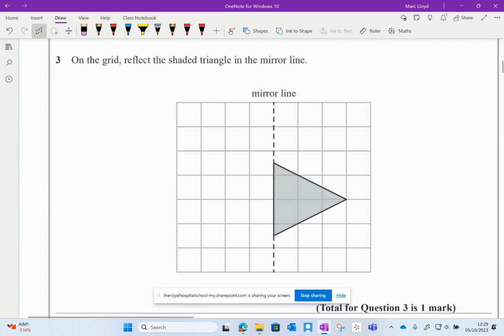All right. On the grid, reflect the shaded triangle in the mirror line. So you would be using a ruler here. We've got 1, 2, 3 squares from the mirror line to that point. So in the other direction, 1, 2, 3. Our point will come out to there. And then we just join up those dots, or that dot with the line. You can see I've already made a mistake because I don't have a ruler. And then that's our shape shaded.